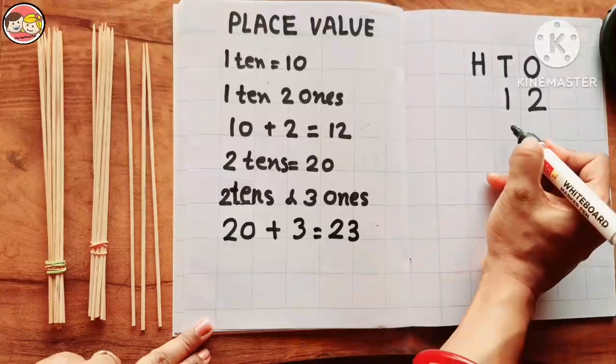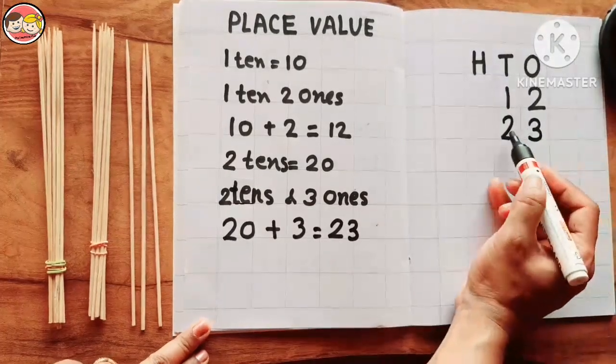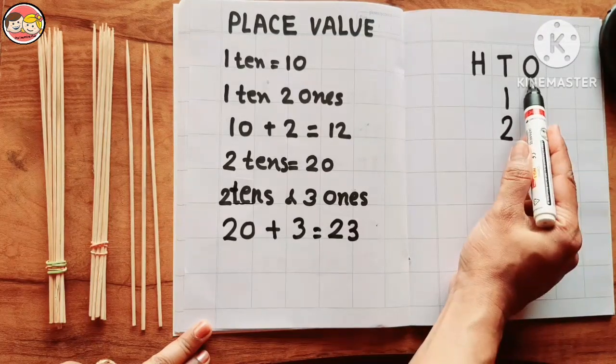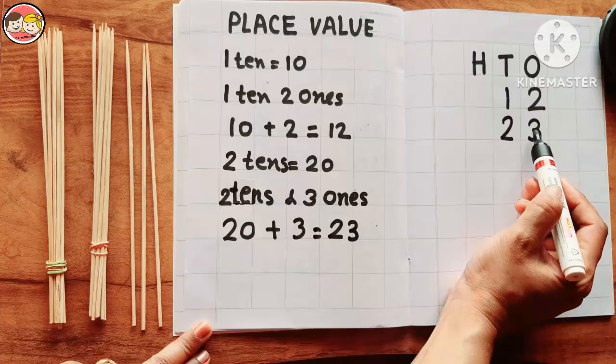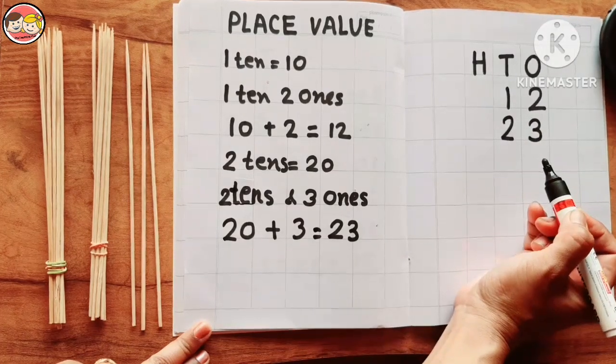So let's write 2, 3, 23. 2 is written in the tens place and 3 is written in the ones place. 2 tens and 3 ones. It makes 2, 3, 23.